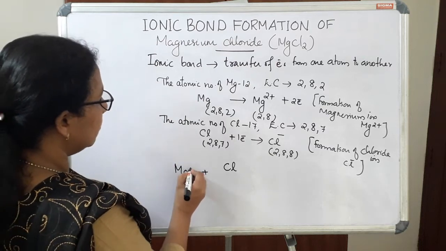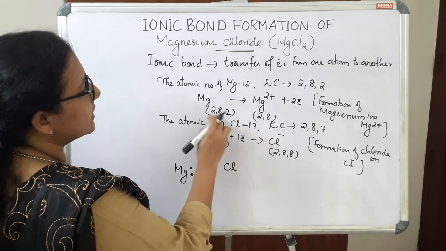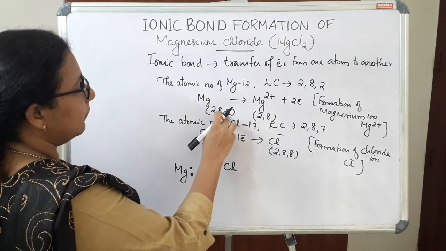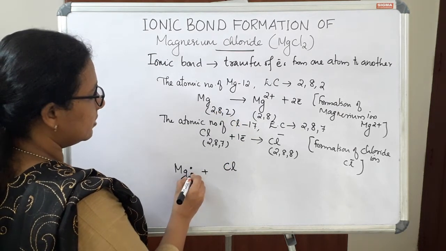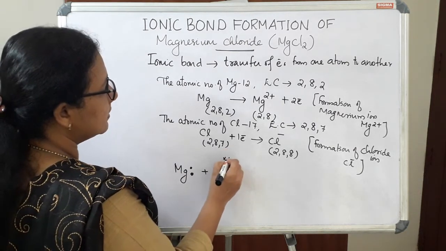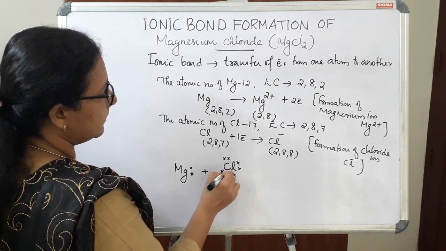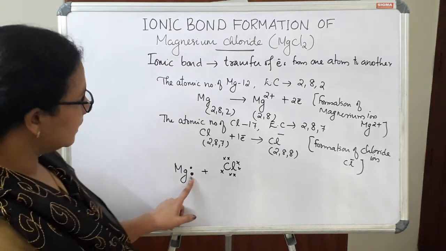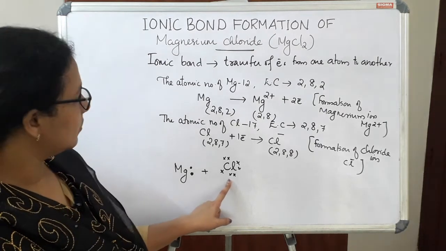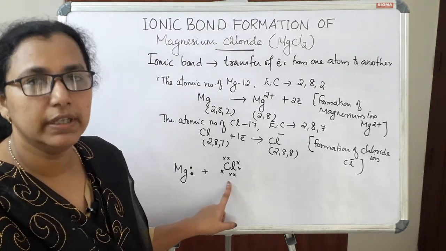We know the electron dot structure of magnesium is like this. 2, 8, 2 is the configuration, so there are 2 electrons in the outer shell. For the electron dot structure, we represent the 2 electrons by putting 2 dots. In the case of chlorine, there are 7 electrons in the outer shell, so we put 7 crosses. Magnesium needs to give 2 electrons, but chlorine needs only 1 electron.